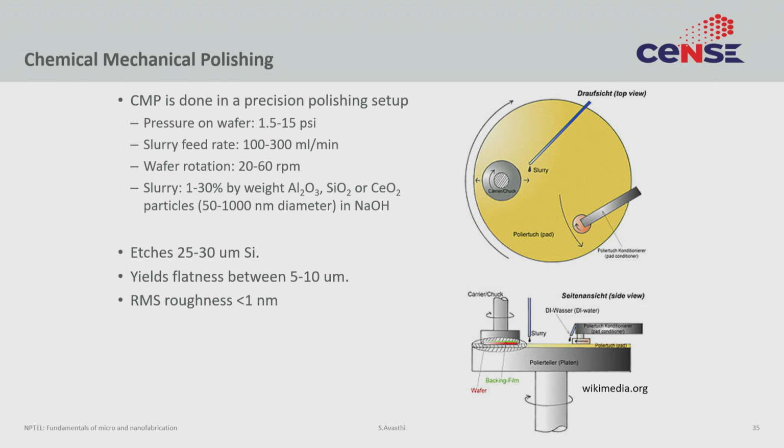Here are some details of what the typical recipes look like. I would not expect you to remember these, just the concept that we are using some slurry, an aluminum oxide based or a cerium oxide based slurry, which is very hard material, and using it to slowly etch the surface. We remove around 25 to 30 microns from the top, and what is left is a very smooth surface whose flatness is around 5 to 10 microns and RMS roughness is less than 1 nanometer. You can do this on one side, or on both sides, depending upon whether you want a single side or double side polished wafer.